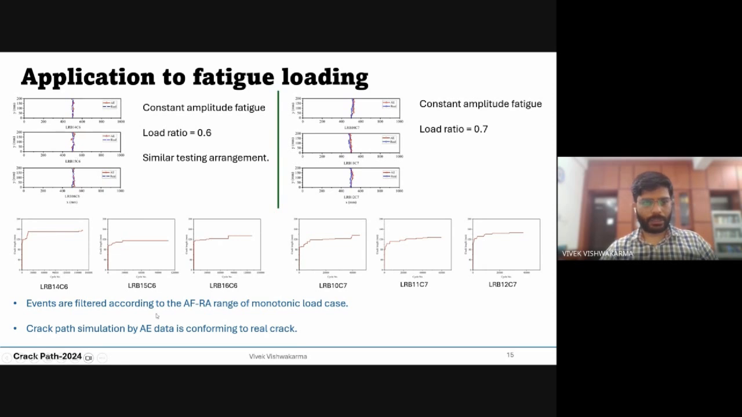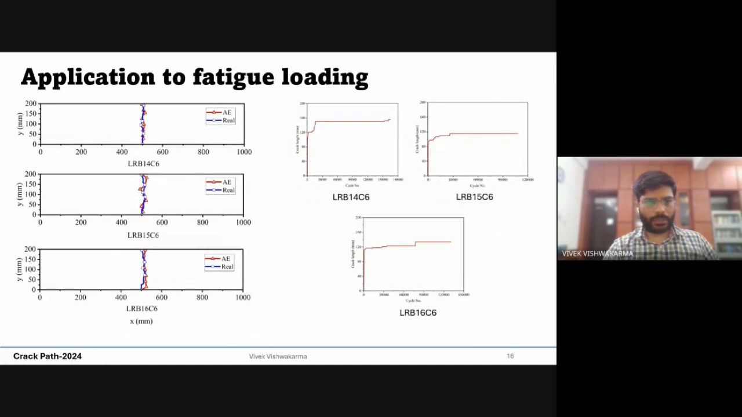If you see how we can approach this, when we have done the monotonic load case, we have fixed the range of AF and RA. I am going to use those ranges to simulate the crack path. So if you could zoom in, this is the crack path. It is able to capture the path with fair accuracy.